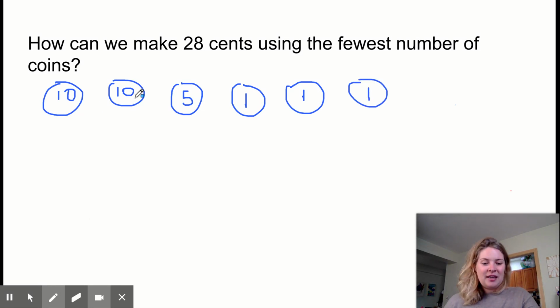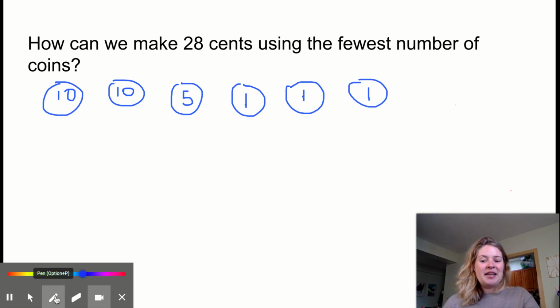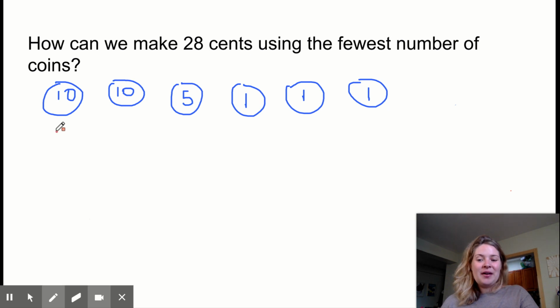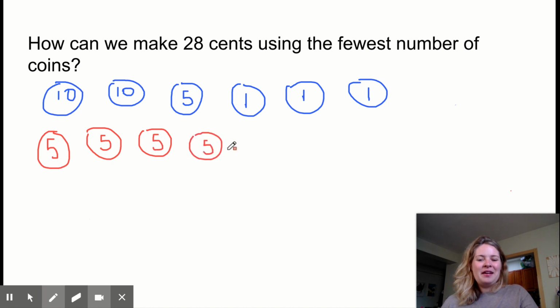10, 20, 25, 26, 27, 28. You could make it with 5 nickels. 1, 2, 3, 4, 5, and 3 pennies. 1, 2, 3.